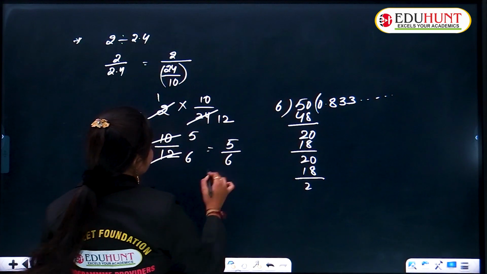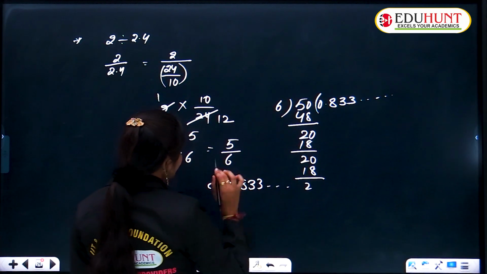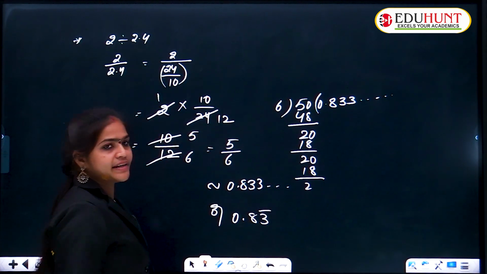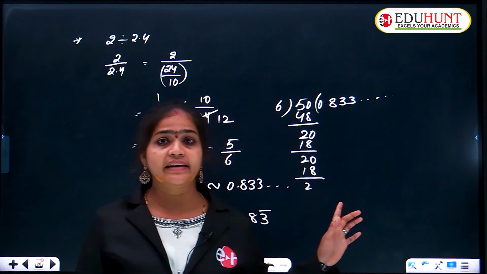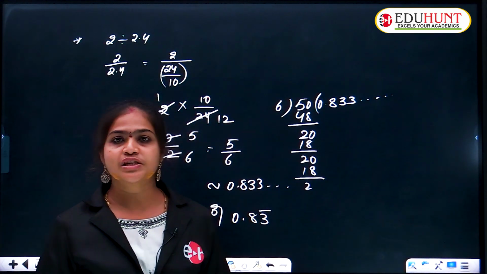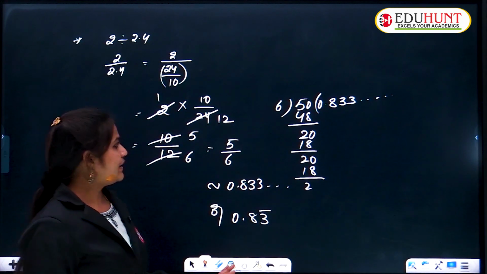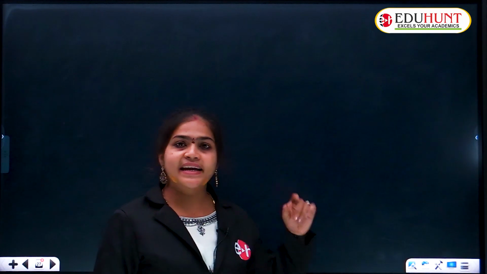So similarly this value is approximately 0.833 and so on, or 0.83 with a bar on that 3. In rational numbers we already discussed how to write that bar symbol and where we have to keep it. In rational numbers we discussed periodicity like that. Okay, ma? Yes. So this is about the division of a number by a decimal.